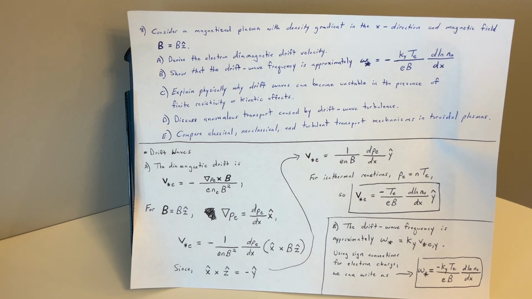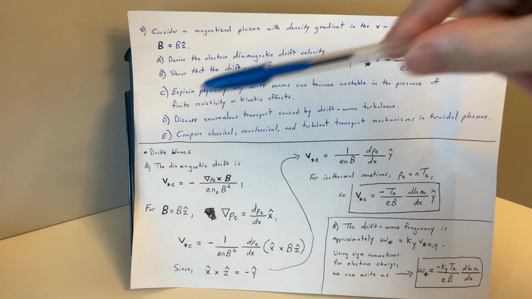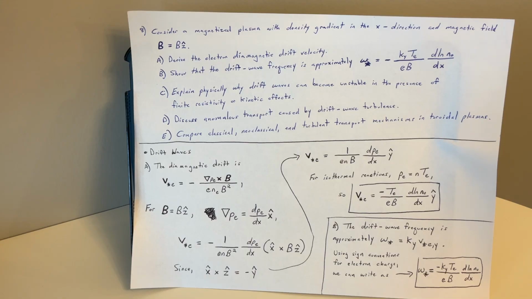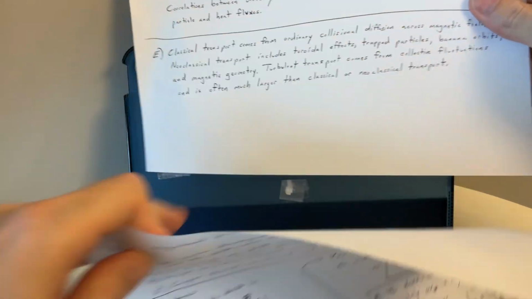That's for B, so A and B. Now we can move along to C. So C, we want to explain physically why drift waves can become unstable in the presence of finite resistivity or kinetic effects. So let's see what we could do for C.